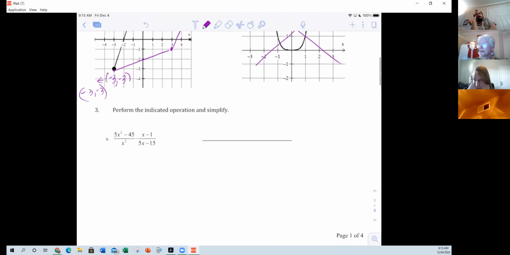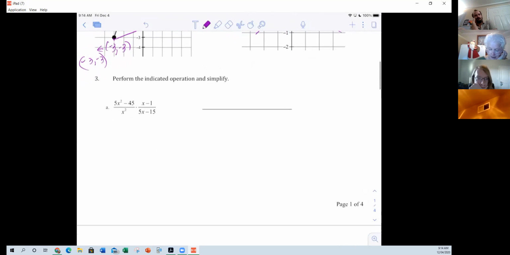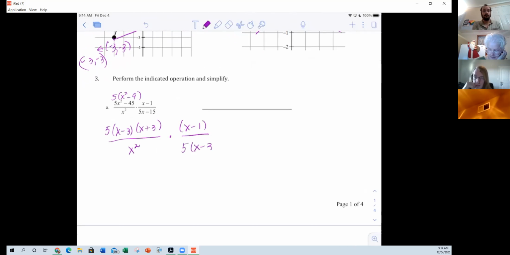Okay, here, perform the indicated operations and simplify. So I would factor first. So the numerator here is going to factor to be 5 times x squared minus 9, which will continue to factor to be 5 times x minus 3 times x plus 3 over x squared, times x minus 1 over 5 times x minus 3.